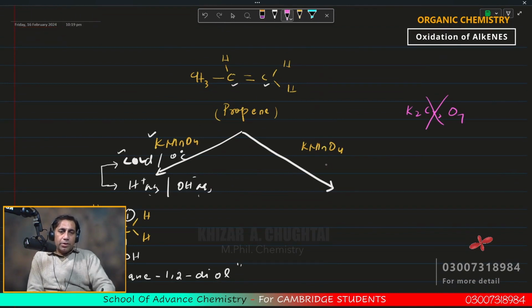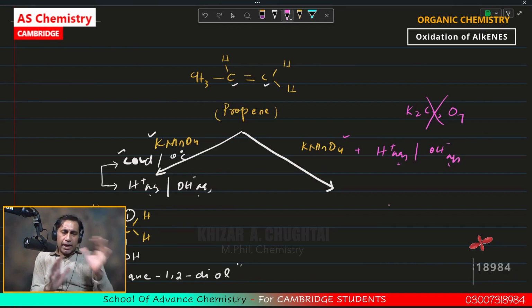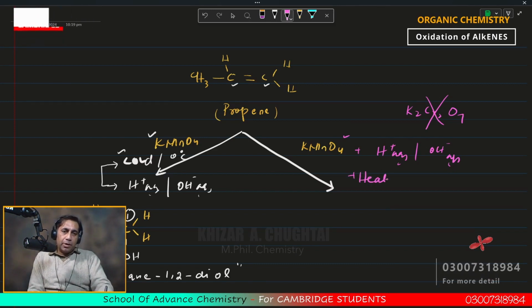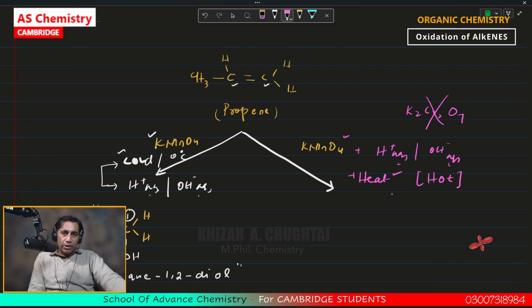In the second option, I am going to add KMnO4, and I can add acid, or I can also add alkali. One of the alkali or acid can be used, and I'm going to heat it this time. So this is called hot condition, not the cold condition. If I heat it this time, then what will happen? It's an important thing. It is one of the most often asked questions.